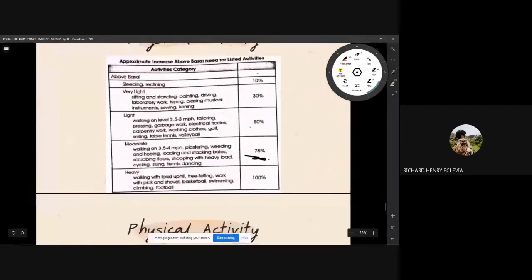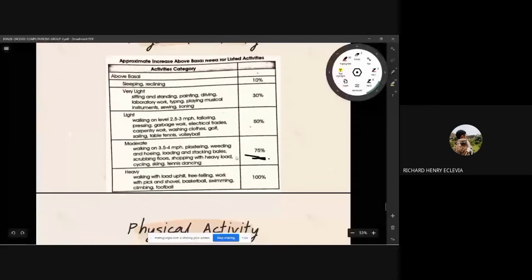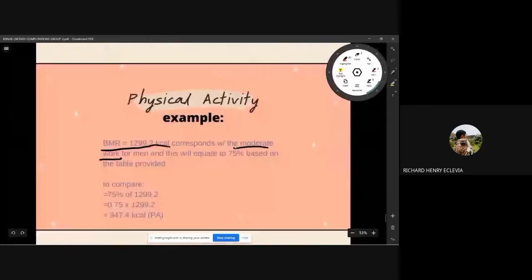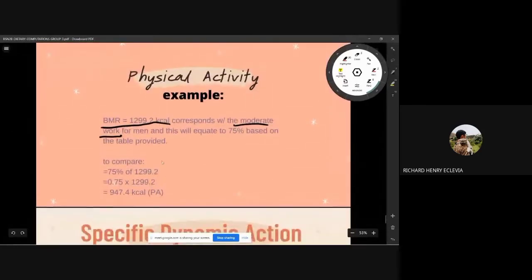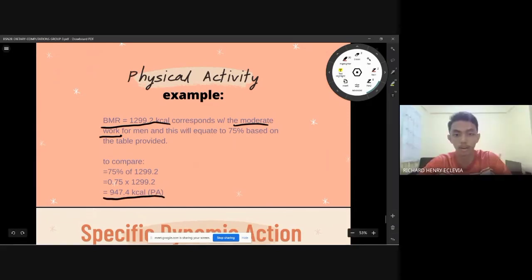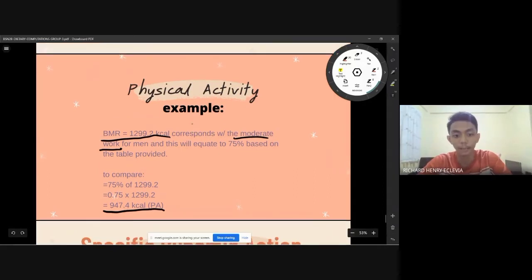So, nandito na yung table. Depende kung kunyari heavy, nandito naman kung ano yung corresponding percentage niya. So, ayan. To compute, kukunin mo lang yung percentage, kung ano man yan, nung BMR mo. So, sabi, di ba, moderate 75%. Kukunin mo lang yon. Then, pag kinompute mo yan, lalabas yung PA mo. So, meron ka ng BMR and physical activity.